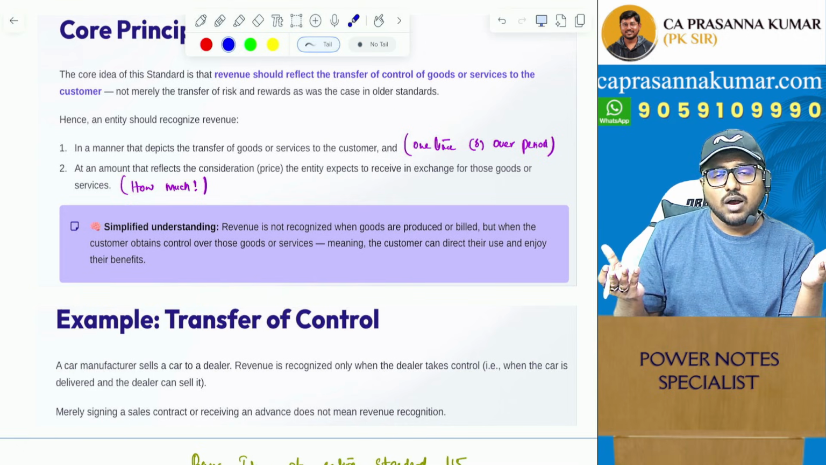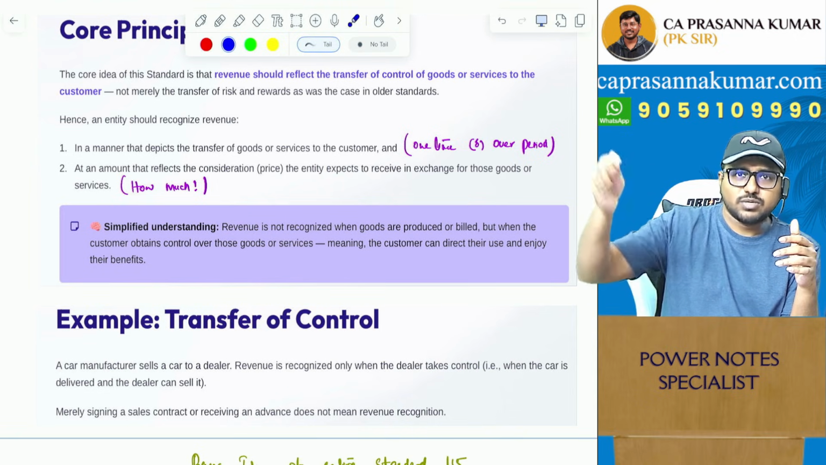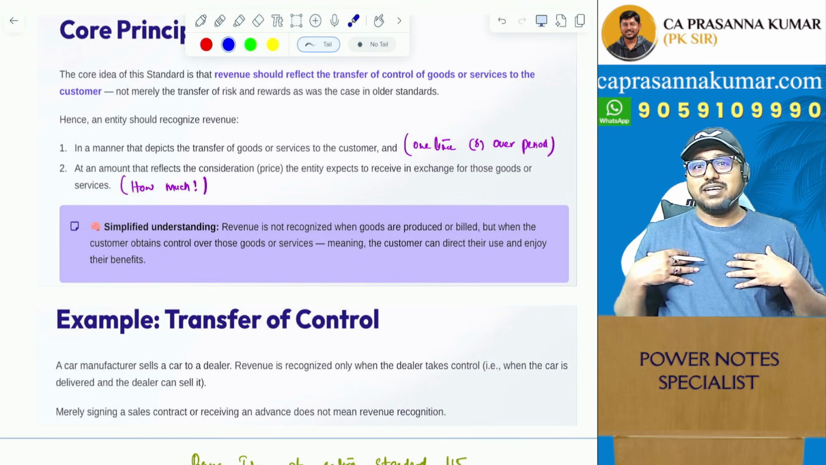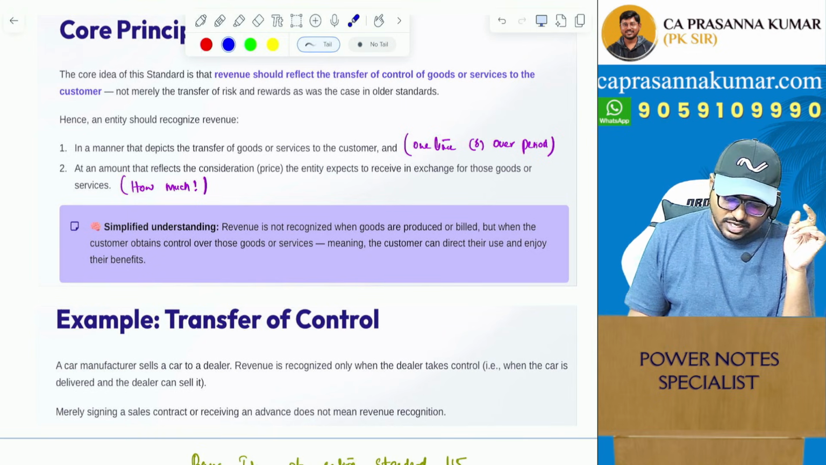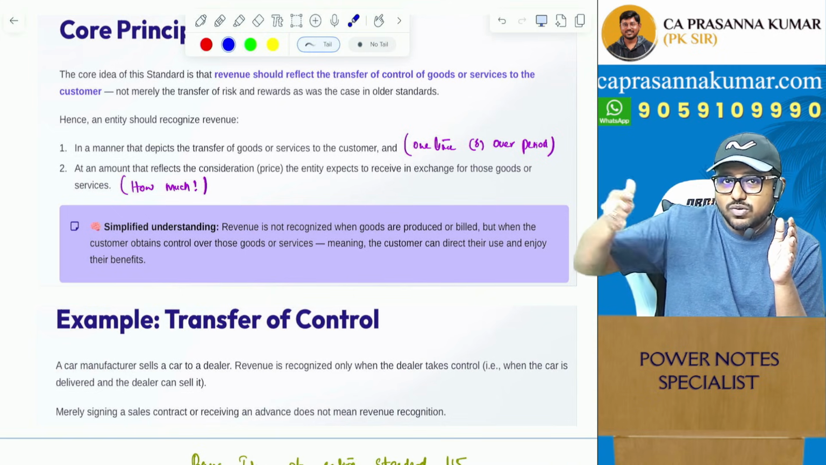So how am I transferring the control of the service? This month something, next month, like that over a period of time. Every month you will be receiving service, which means as an entity, I'll be giving you service. So in that case, over a period of 12 months, you need to recognize the revenue, because the transfer of control is happening over a period of time.